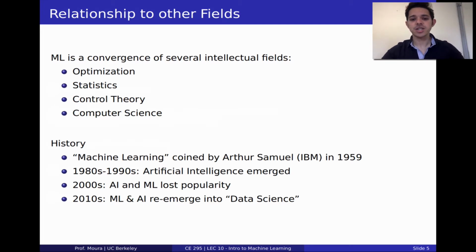A quick history. So the term machine learning was coined by the famous computer scientist Arthur Samuel in 1959 while he was at IBM. And then a few decades later, particularly in the 80s and 90s, artificial intelligence emerged, and it was a very popular research topic, especially within the realm of robotics. Interestingly enough, during the 2000s, during that decade, AI and machine learning lost its popularity.